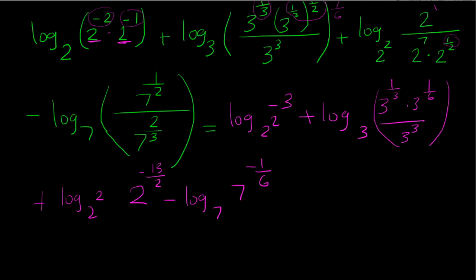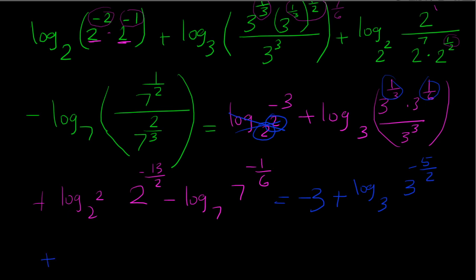And so now we'll keep simplifying. So we have a 2 and a 2. Those are going to cancel. Now we'll be left with negative 3 plus log base 3 of 3, let's see, 1/3 plus 1/6 is 1/2. So it's 1/2 minus 3 is negative 2.5. So this should be negative 5 over 2.